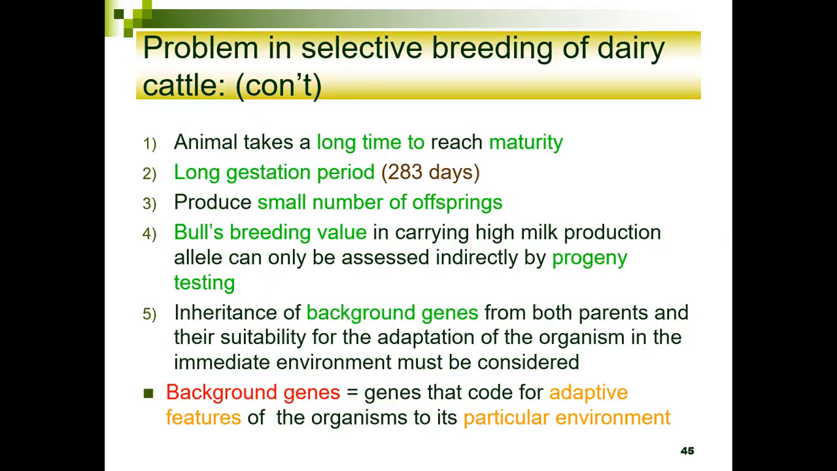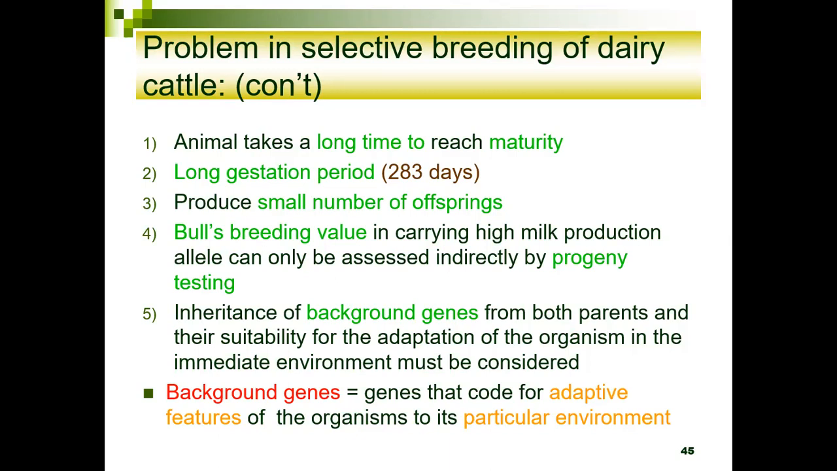So let's look at the problems in selective breeding of dairy cattle. What's the problem? The animal takes a long time to reach maturity. So you got the offspring already. After the embryo grows into a fetus, and then it's born, it becomes the baby cow. It takes a long time for them to grow to maturity and then to be able to produce milk. So you have to wait very long before you can choose the offspring to see whether they are high milk yield or not.